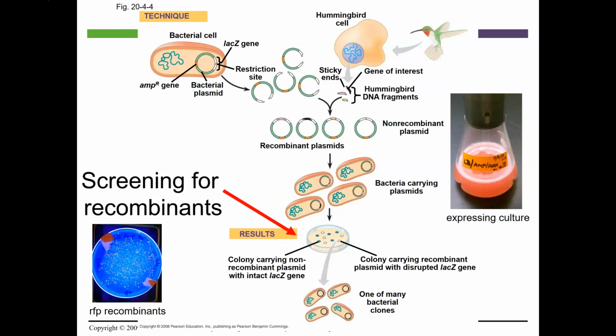Well, it's pretty obvious which colonies have the plasmid that took in the gene for the red fluorescent protein because they're glowing red. I can easily pick those and stick them into culture and grow them up.